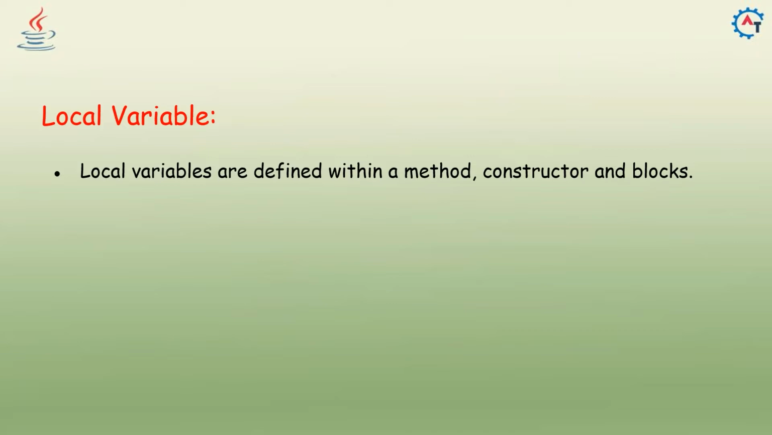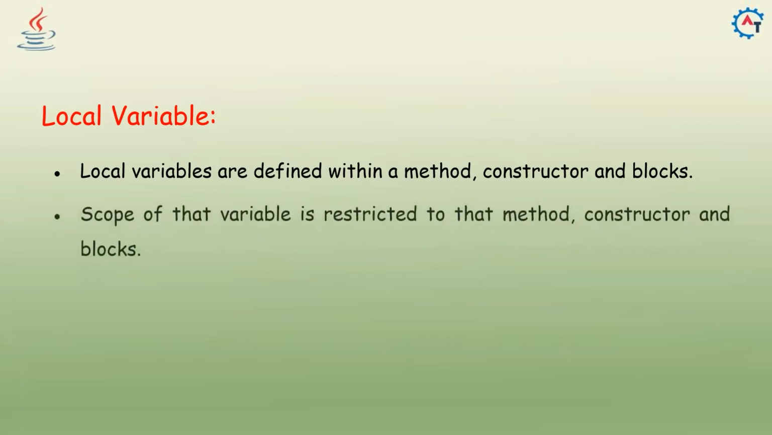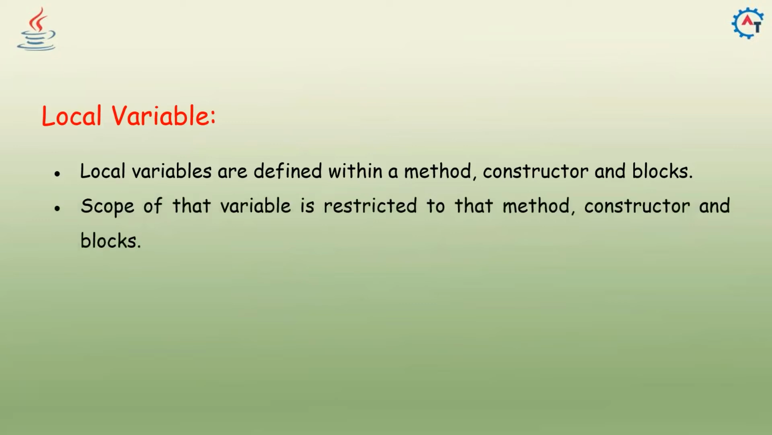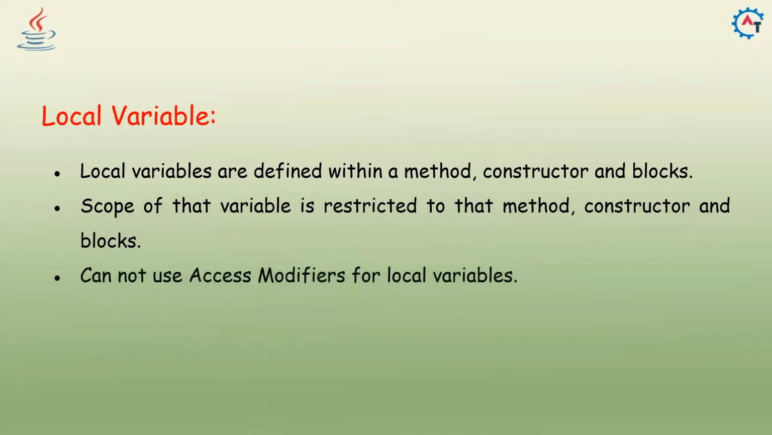But inside those blocks also, if you create any variable, that is restricted to only that block. By taking one example, we'll see the scope of that variable is restricted to that method, constructor, or block. You cannot use access modifiers for local variables. We have seen access modifiers like public, private, protected. These cannot be used for local variables.